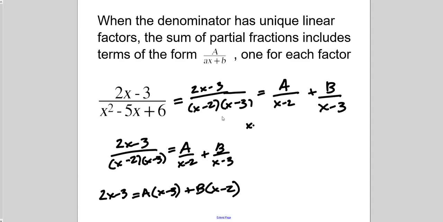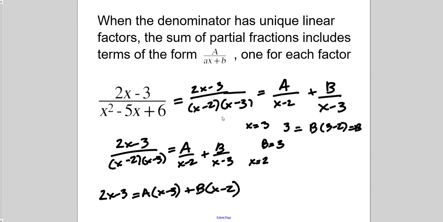So what do we get when x equals 3? Well, on this side we get 6 minus 3, or 3, equals, we plug in 3 into a times x minus 3, we get 0. B times 3 minus 2, or just b. So b equals 3. And then we'll do the same thing for x equals 2.